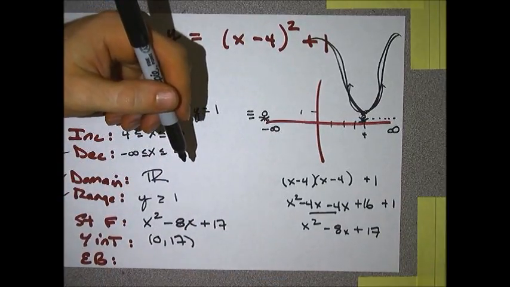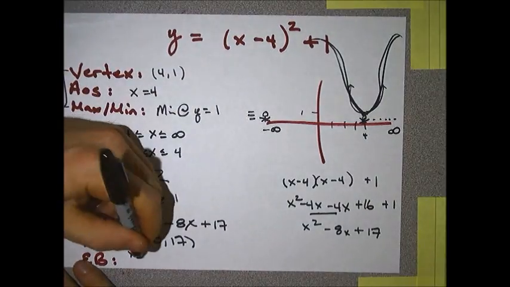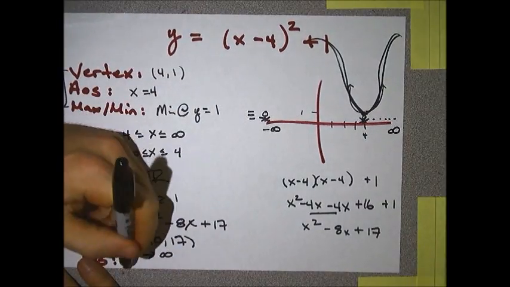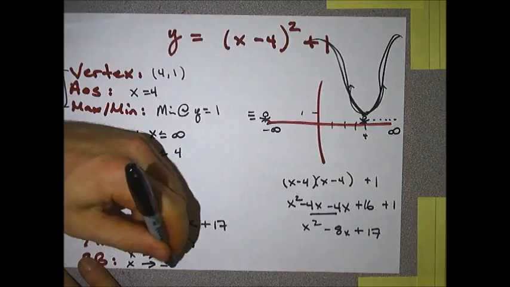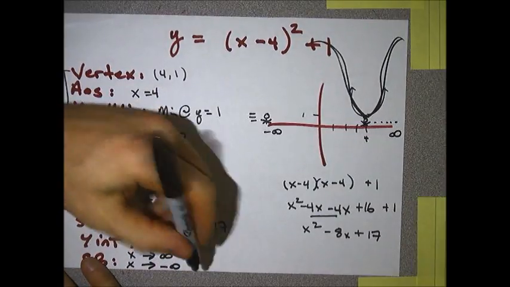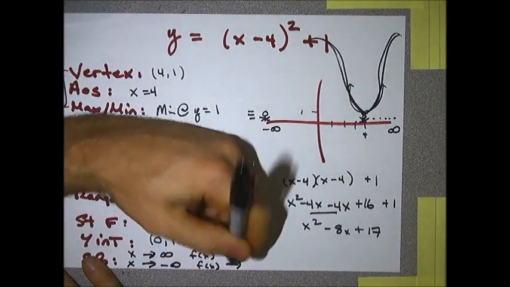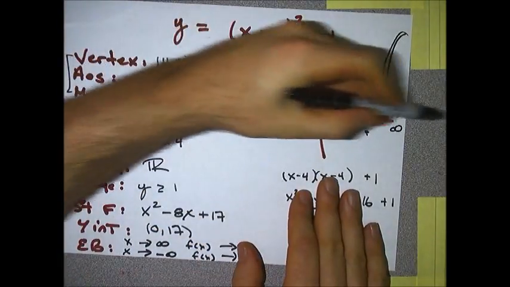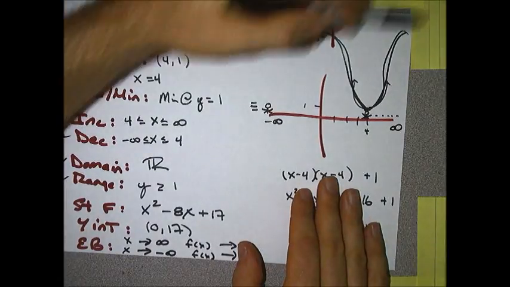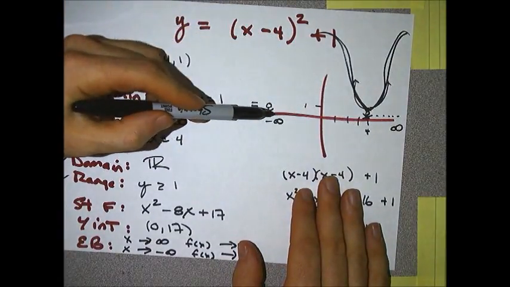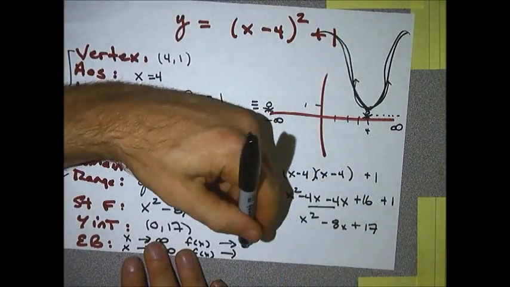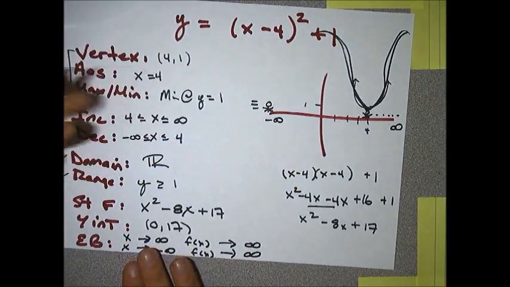My end behavior says as x goes to infinity and as x goes to -infinity, where do my y values go? So f of x goes to, in both cases, as x goes to infinity, y goes up. And as x goes to -infinity, y also goes up. So these are both going to be positive infinity.